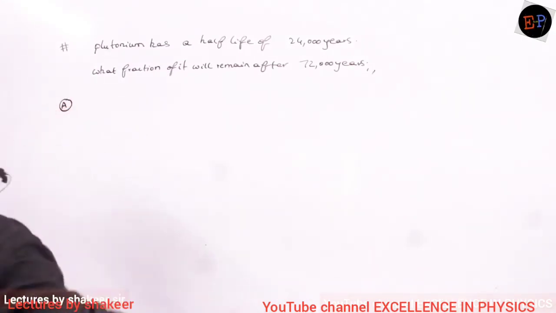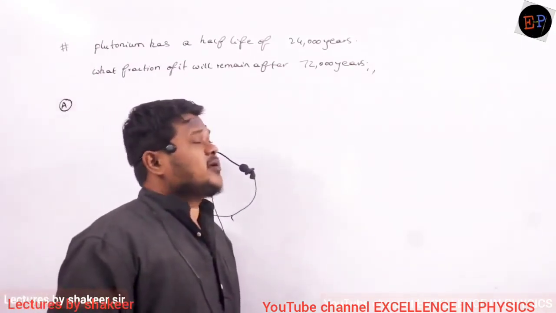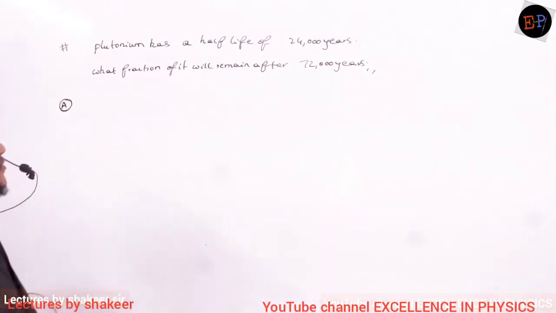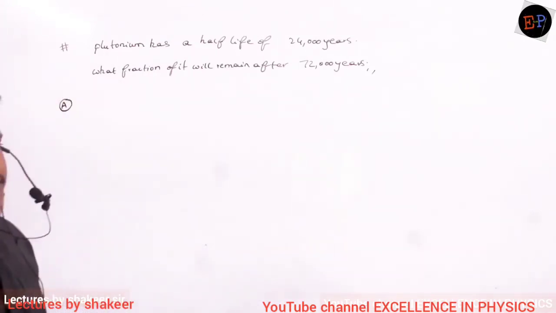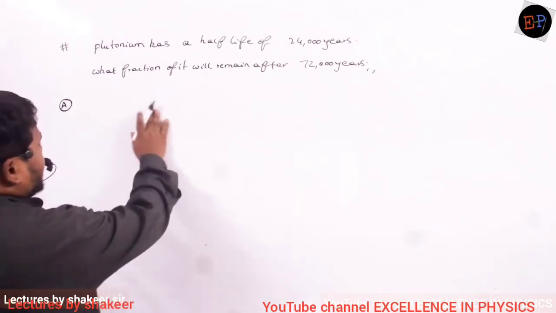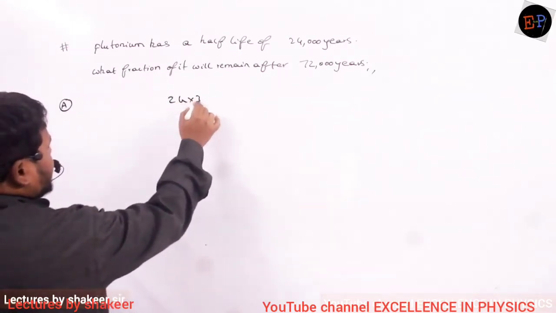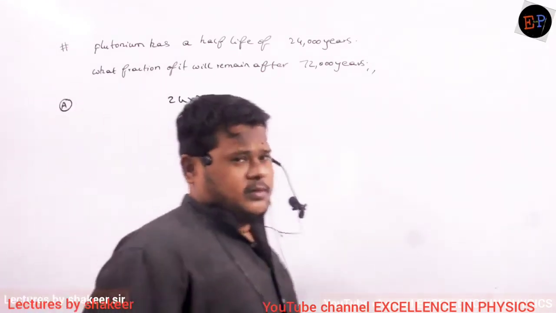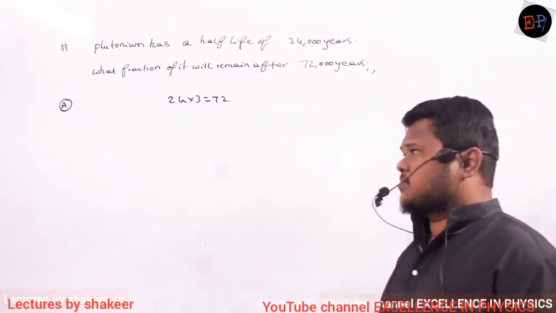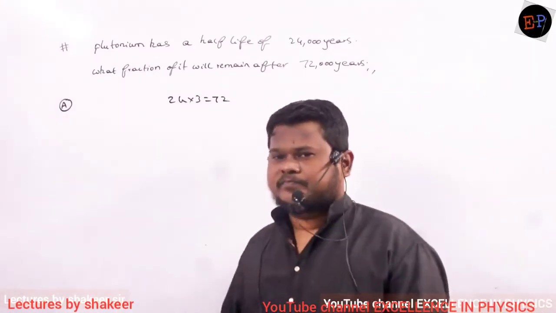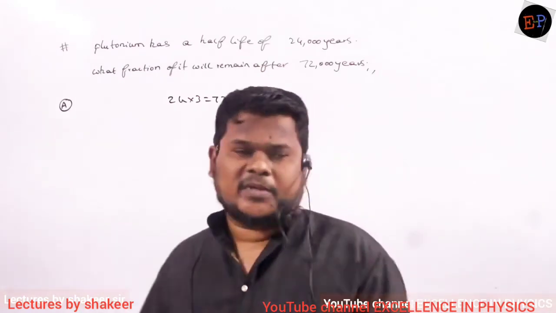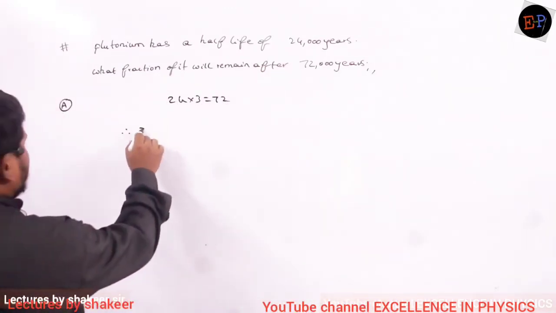Plutonium has a half-life of 24,000 years. Then what fraction of it will remain after 72,000 years? Okay, very simple. So 24 into 3 is 72, no? 24 3s are 72. It means that 3 half-lives are completed. That's it, no? 3 half-lives are completed.